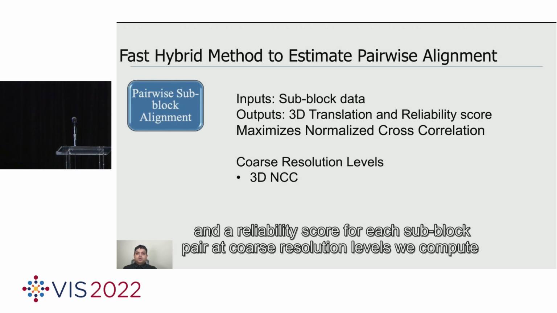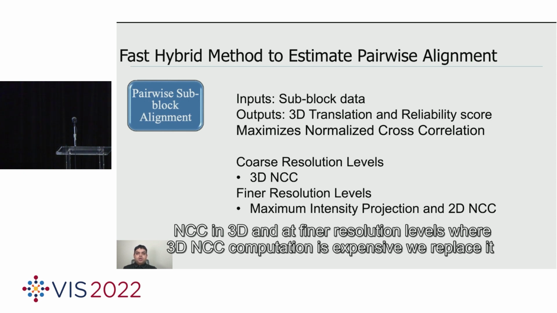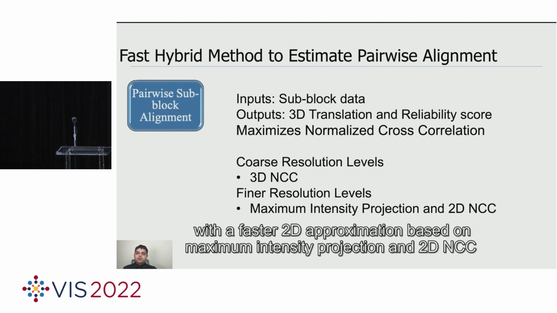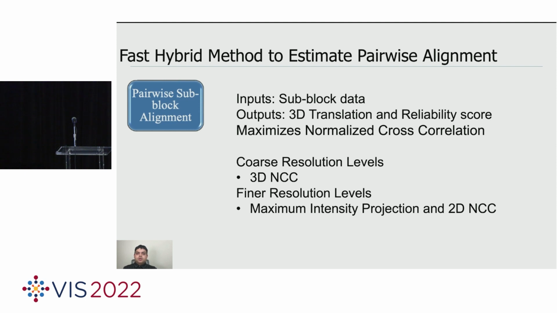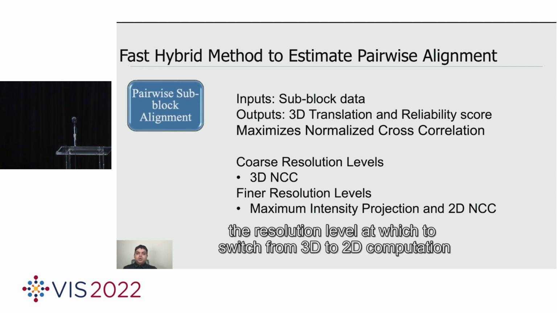At coarse resolution levels, we compute NCC in 3D, and at finer resolution levels, where 3D NCC computation is expensive, we replace it with a faster 2D approximation based on maximum intensity projection and 2D NCC. We call this the hybrid mode. We allow the user to choose the resolution level at which to switch from 3D to 2D computation.